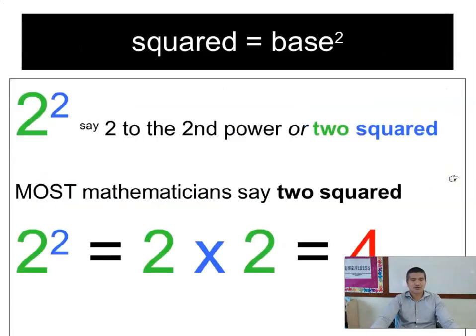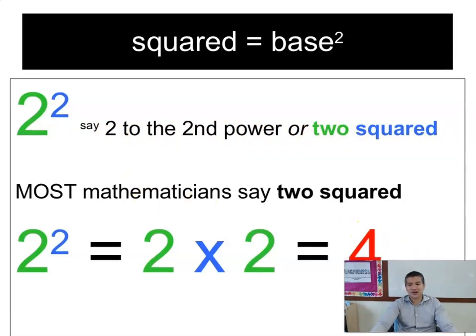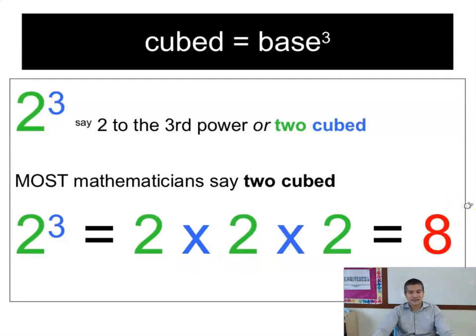So 2 to the power of 2, or 2 squared, or the second power, you can use as 2 times 2 equals 4. And then we have 2 cubed, or we say 2 to the third power, or 2 raised to the power of 3. There are a lot of different ways to say it: 2 cubed, 2 raised to the power of 3. Note that 2 to the third is different from 2 over 3, which is a fraction. So 2 to the third power, which is 2 cubed, is 2 times 2 times 2, which equals 8.